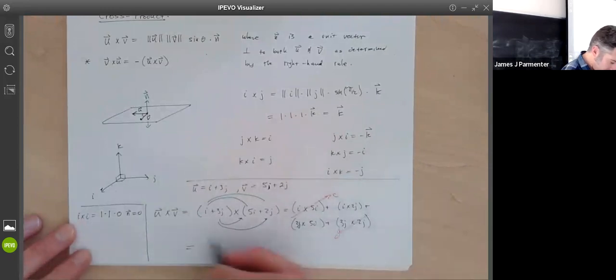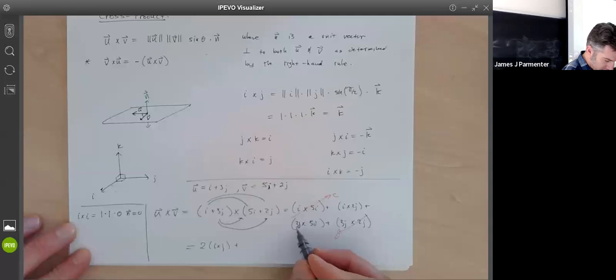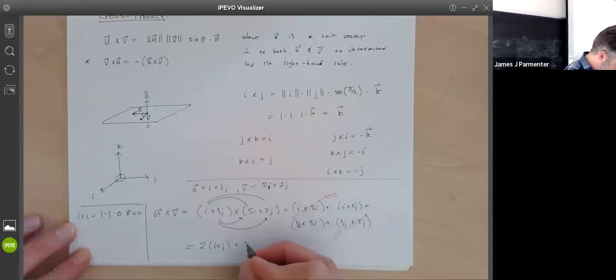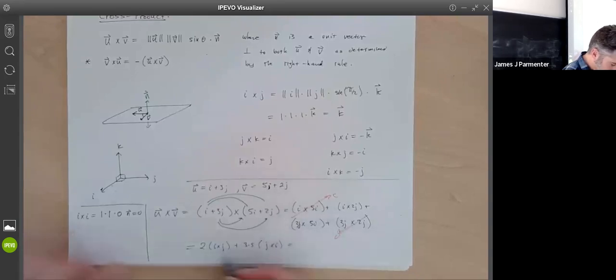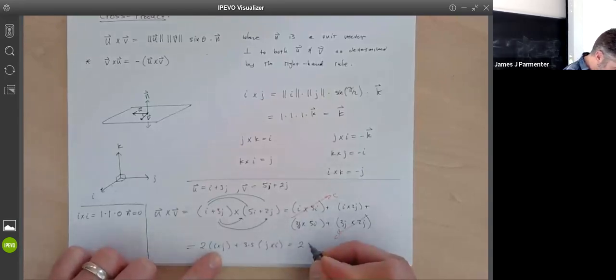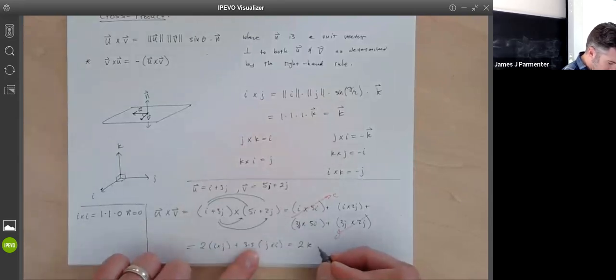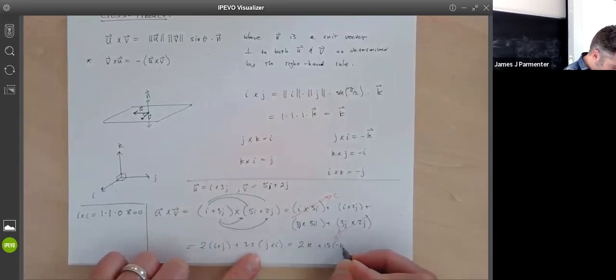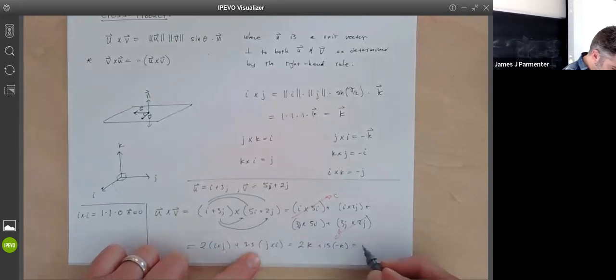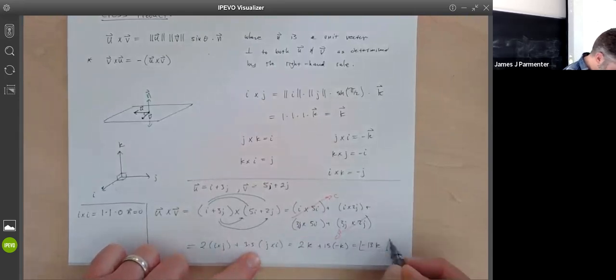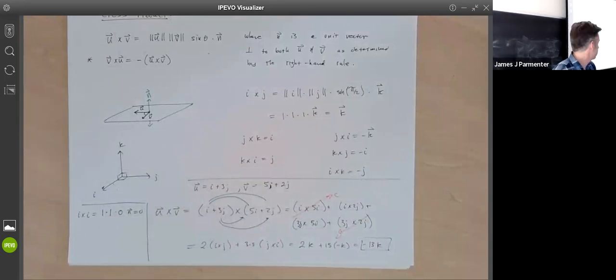Well, that's going to be 2 times I cross J. And then we're going to get 3J cross 5I, which is going to be 3 times 5 times J cross I. I cross J is K. J cross I is negative K. So we're going to get 2K minus 15K, which is negative 13K. And that is our cross product. Doesn't seem too heinous yet to have to do it this way. But wait, there's more.